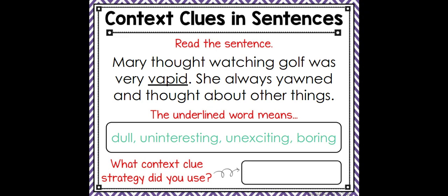And what context clue strategy did you use? To figure out what the word vapid means, you would use the inference strategy. The inference is here. She always yawned and thought about other things. That is a big clue to tell you what the word vapid means.